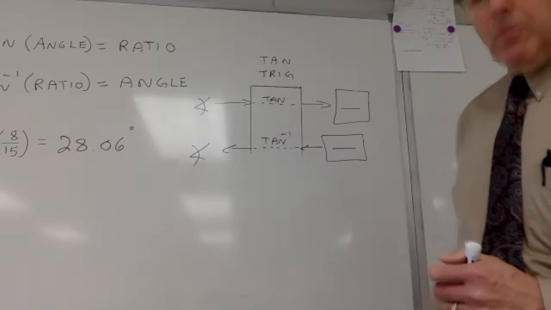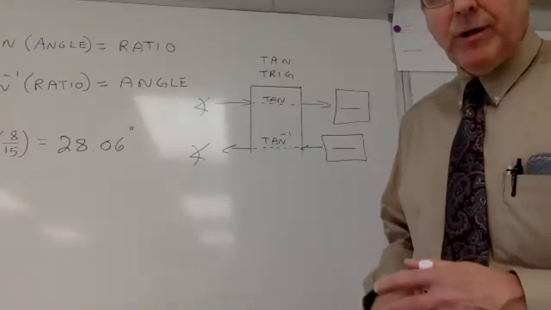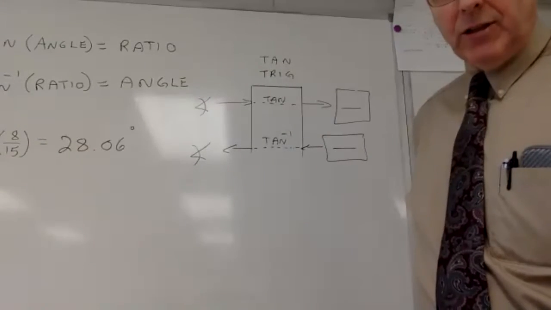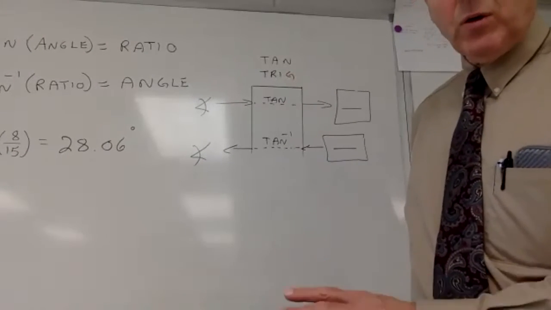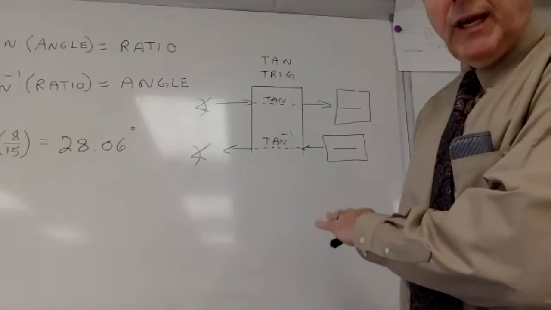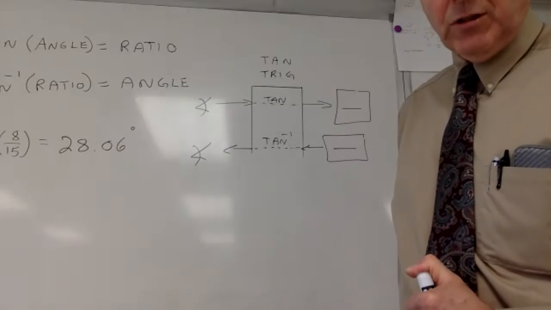Okay, so that's the last thing that we need to talk about: trig, sine, cosine, and tangent. And you can do this for any trig function, sine, cosine, or tangent, not just tangent. You can go backwards for any of those 3 trig functions.